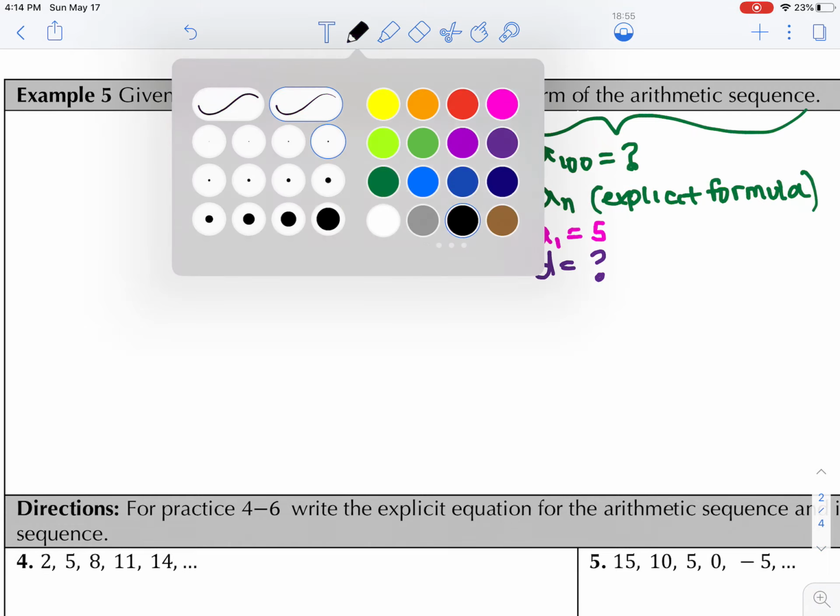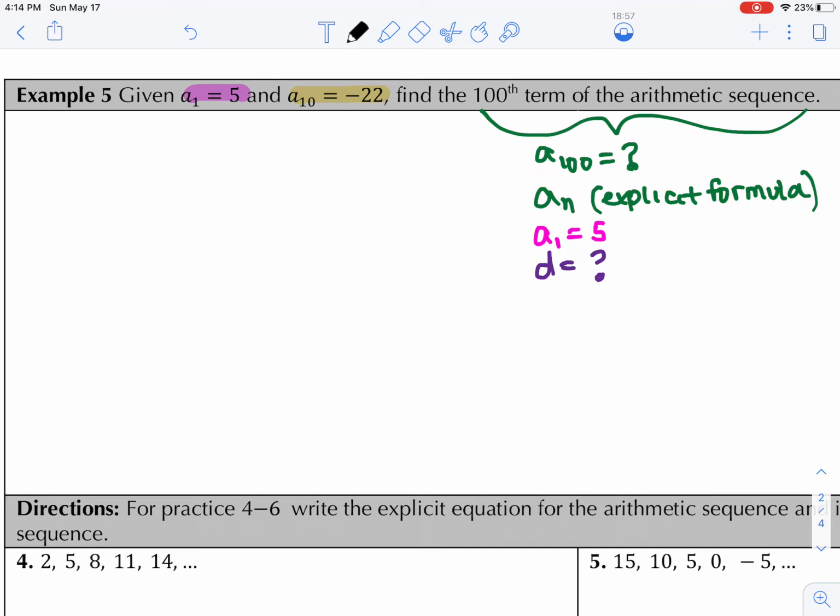So I want to give you guys a little bit of a visual, right? We have the sequence starting with 5, and then we have our second term, which is unknown, our third, fourth, fifth, sixth, seventh, eighth, 9th, and then our 10th. Okay, so we have a lot of blanks. We aren't quite sure what's going on there.